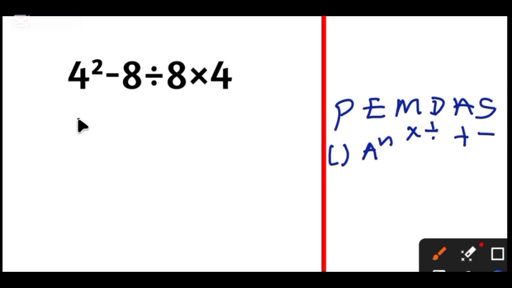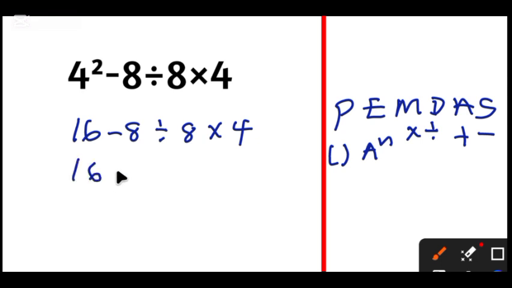4 squared equals 16, minus. Now the next after the exponent is multiplication and division from left to right. So we do the division before we do the multiplication. 8 divided by 8 gives 1. So we have 16 minus 1 times 4.